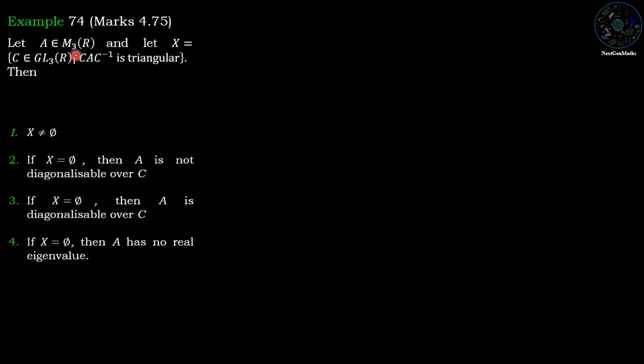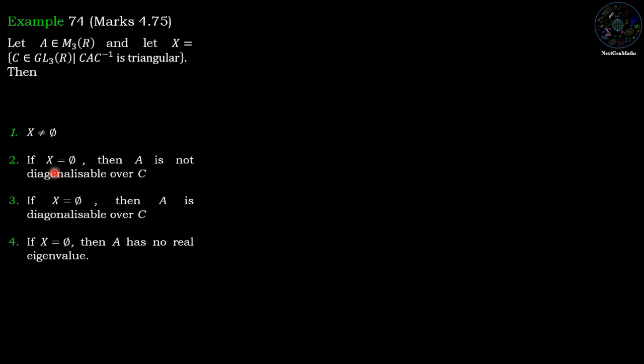Let A belong to M3(R) and let X = {C ∈ GL3(R) : CAC⁻¹ is triangular}. Then we are given four options. First option, X ≠ ∅, that means X is not equal to the empty set.